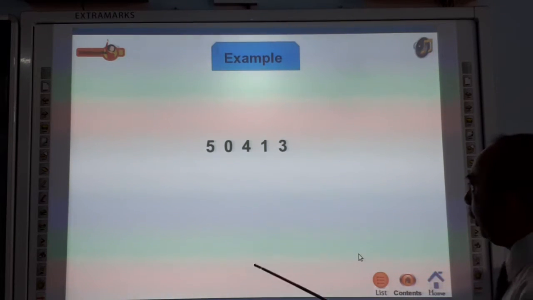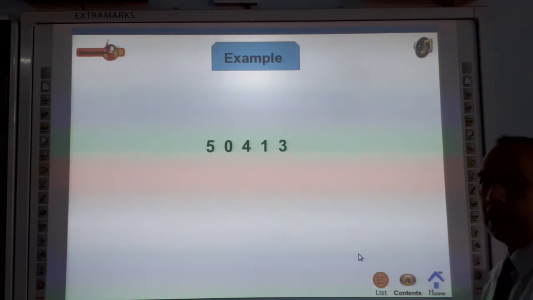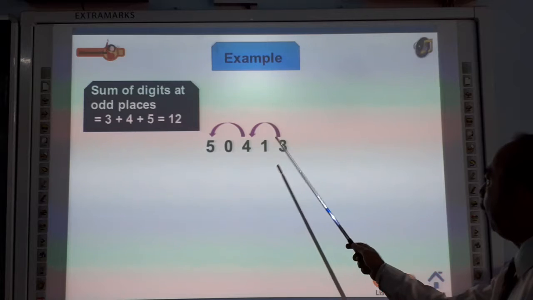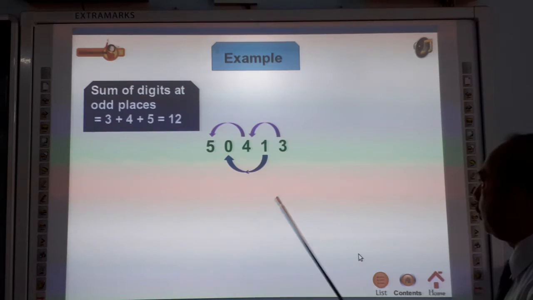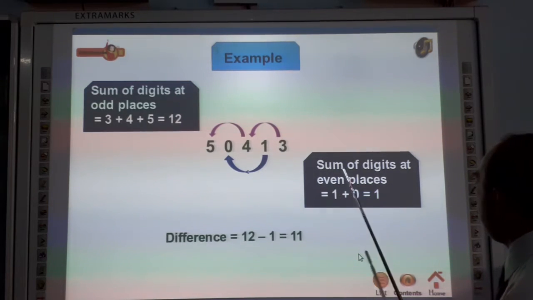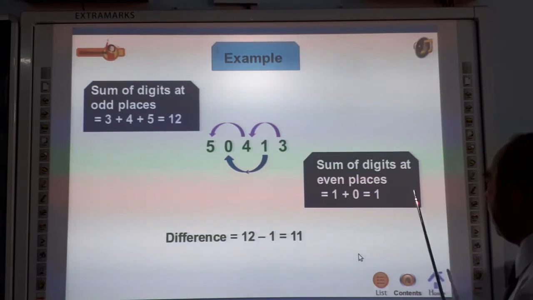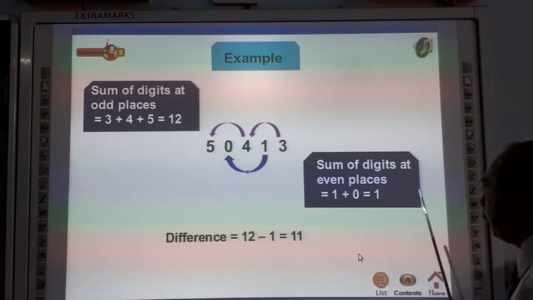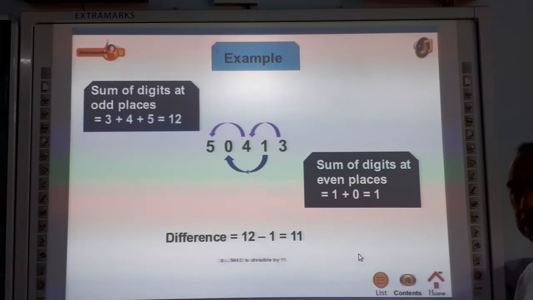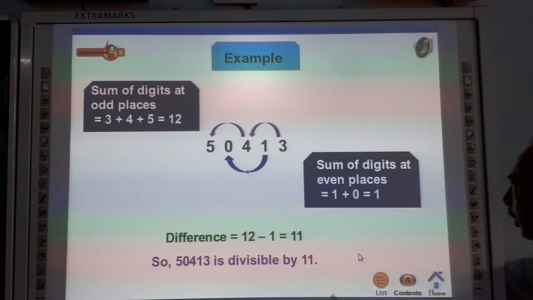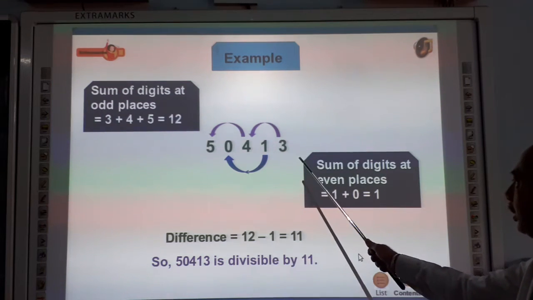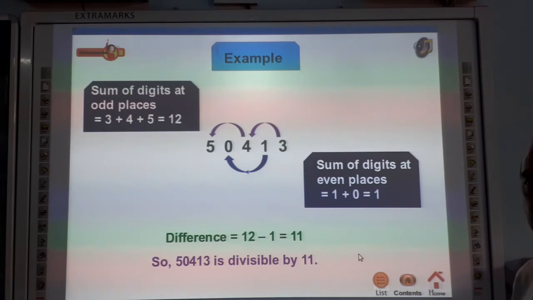Next, one more example, 50,413. Here the digits at odd places are 3, 4 and 5. The sum is 12, and the digits at even places are 1 and 0. The sum is 1, and the difference between both sums is 12 minus 1, which is 11, and 11 is a multiple of 11 itself, and therefore the number 50,413 is divisible by 11.